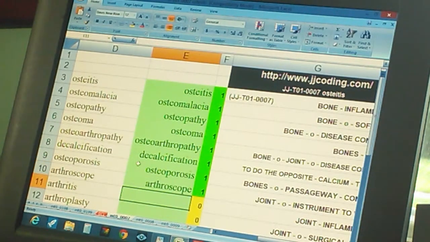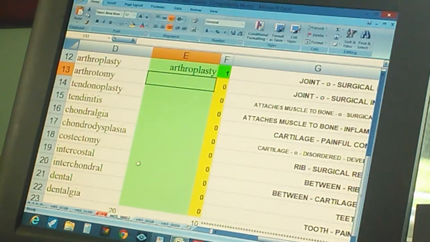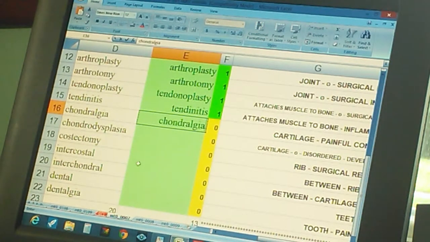Arthroscope. Arthritis. Arthroplasty. Arthrotomy. Tendinoplasty. Tendinitis. Chondralgia. Chondrodysplasia.